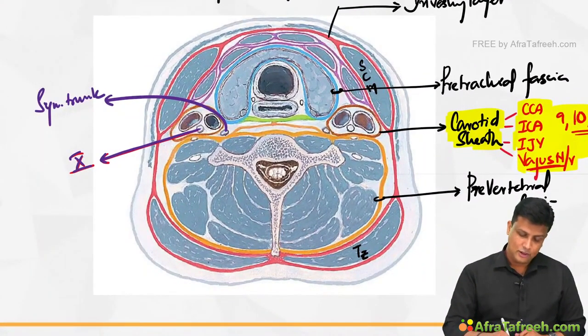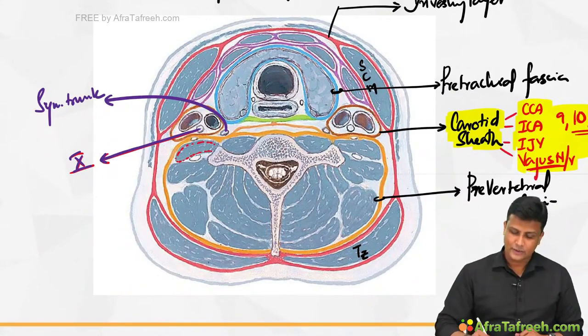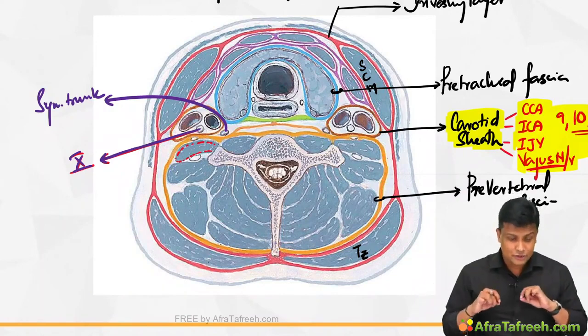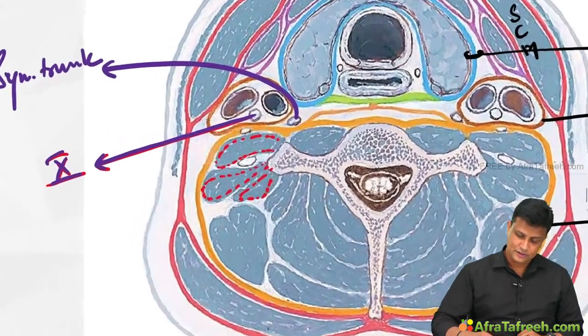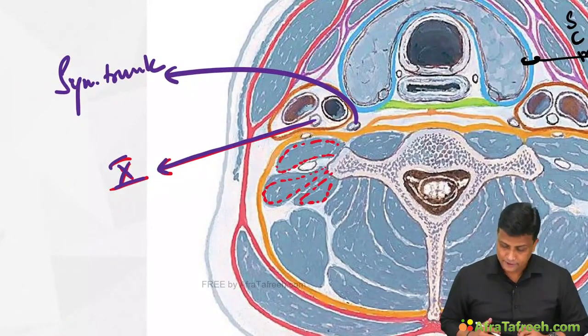Now, let us go a little bit more in depth right now, guys. This will be the scalenus anterior muscle over here. This is the cervical vertebra, and you are able to see the transverse process. Attached to the transverse process there is the scalenus anterior muscle, and then you will have the scalenus medius muscle, and then the scalenus posterior muscle. So, there are three of them: scalenus anterior, scalenus medius and scalenus posterior.